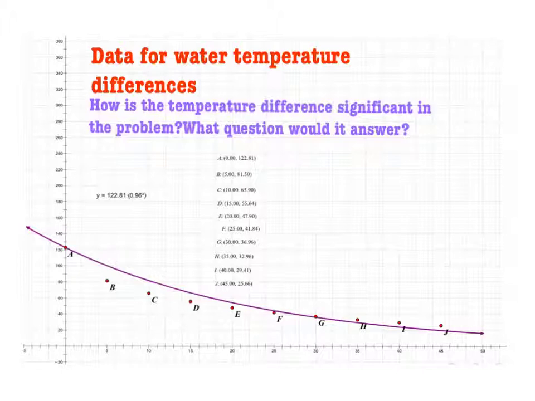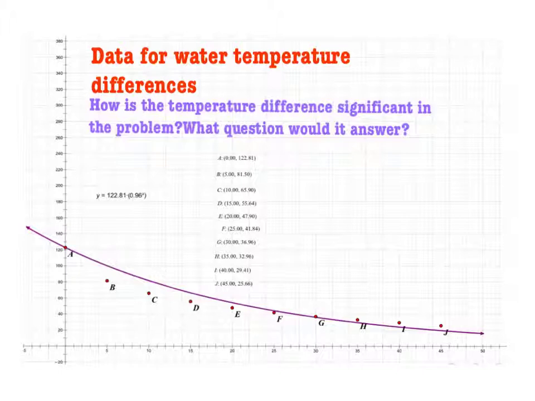This is what the data shows. What question would the data answer? Well, for example, if you wanted to find out how long it would take for the boiling water to cool down to room temperature, then you could use this data to answer your question. The data shows the difference between the temperature of the boiling water and room temperature at each 5-minute interval.